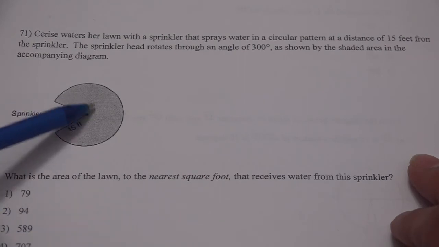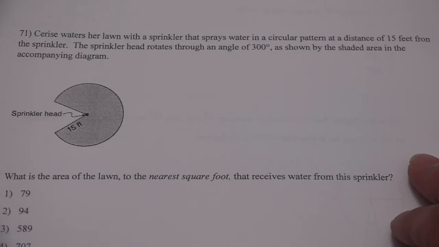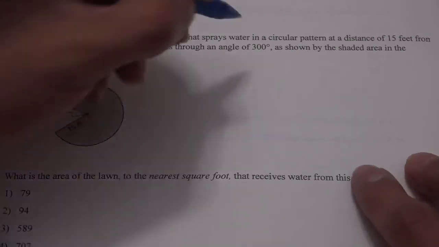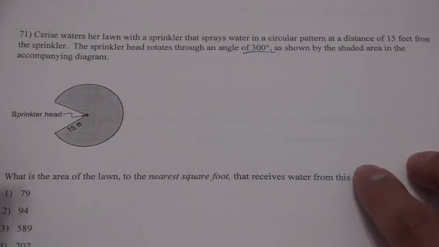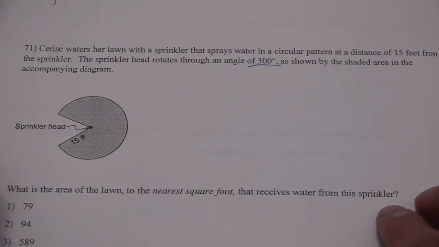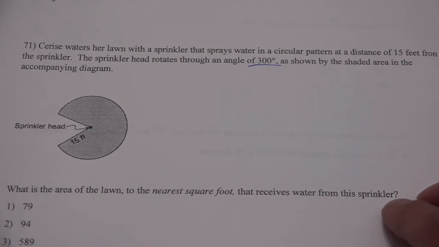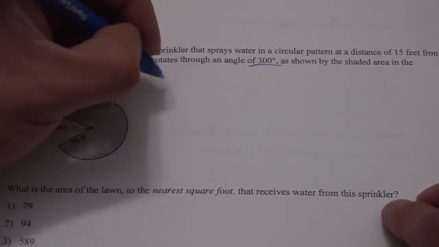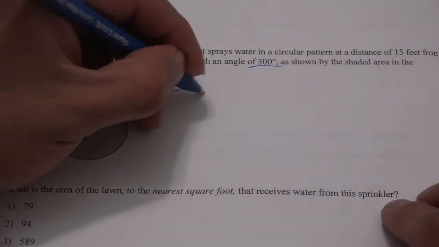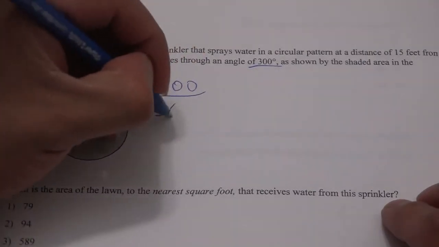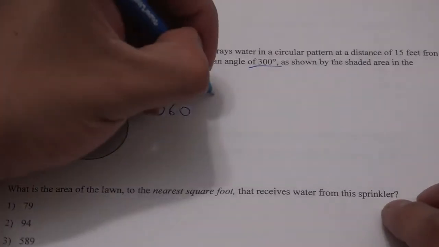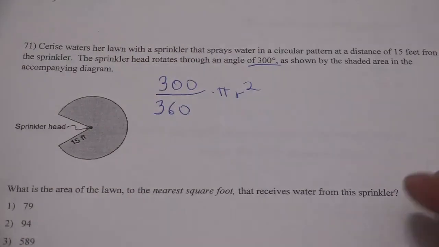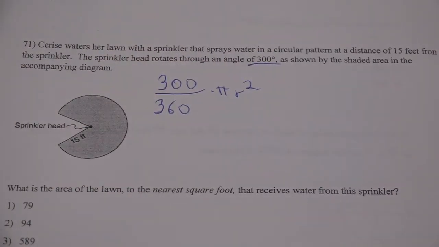Sprinkler, the lawn. Okay. Remember what the angle is. Exactly. Look, the angle is 300. So you know what you're gonna do, right? Theta, since it's in degrees, over 360 times pi r squared. I'm not gonna tell you what r is. You could do it on your own. Figure it out, okay?